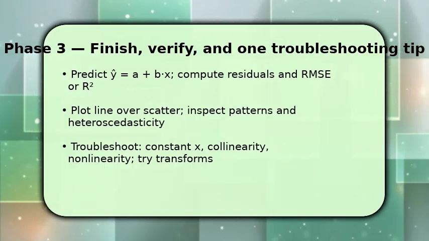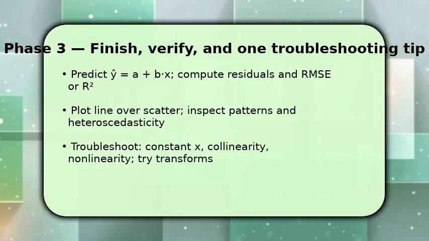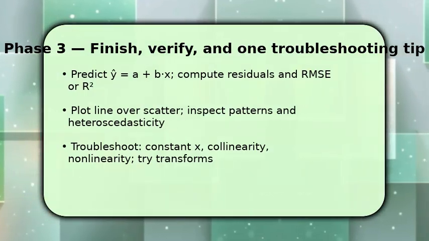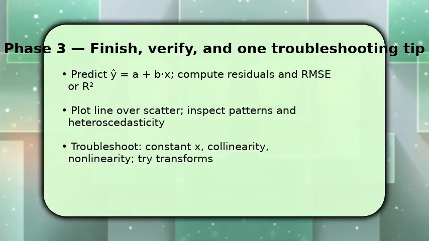If results look wrong, make sure x is not constant, check for collinearity or clear nonlinearity, and consider transforms or robust methods. If needed, re-evaluate outliers and repeat the steps.